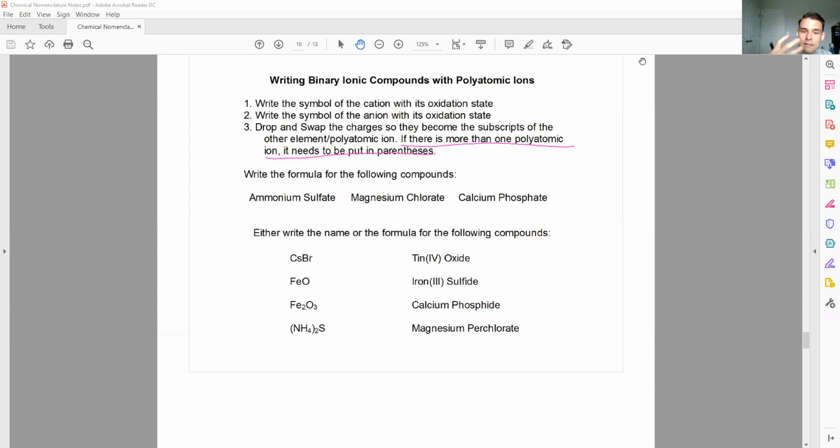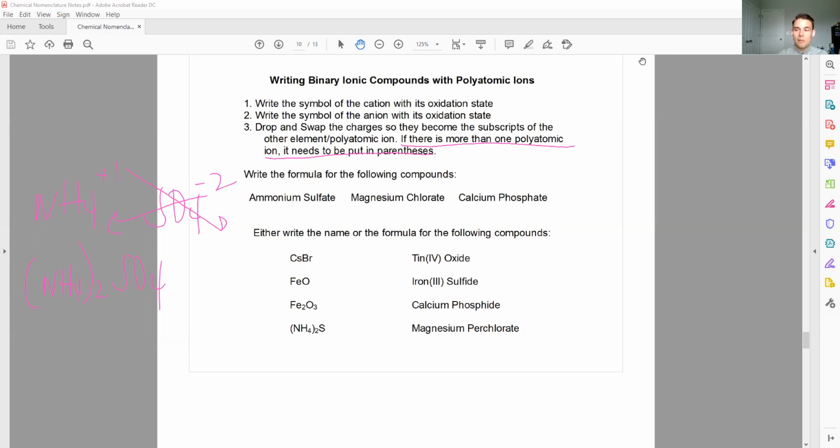So write the symbol with its charges. Ammonium is NH4 plus 1. Sulfate, SO4 negative 2. Again, this will be easier the more that you understand what these polyatomic ions are. What I'm going to do, take them and swap them. So now you see we're going to have two ammoniums. So the NH4 needs to go in parentheses. So I have two NH4s and then one sulfate, SO4. So it's parentheses, NH4, close that parentheses, 2, SO4.